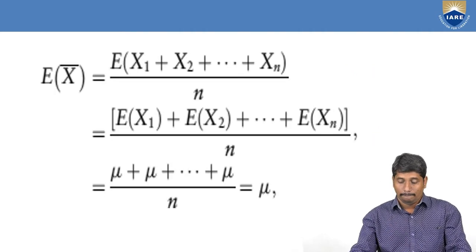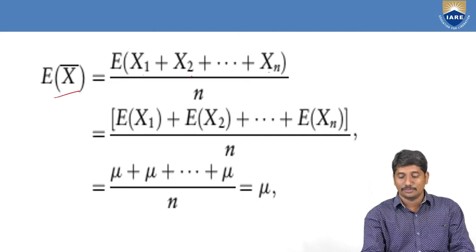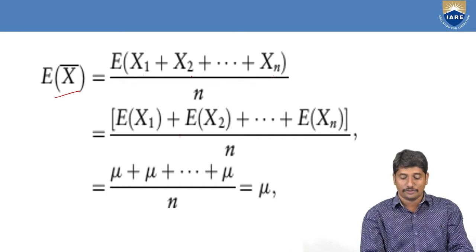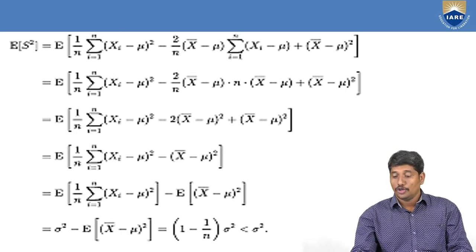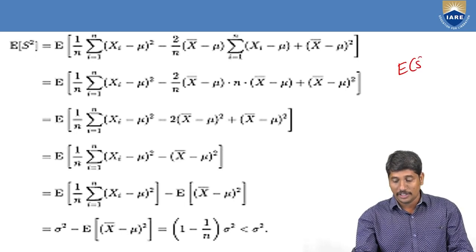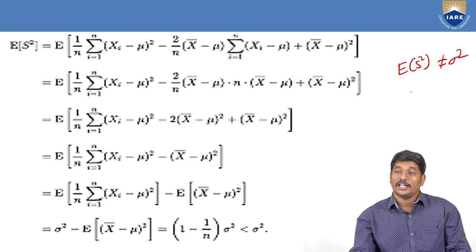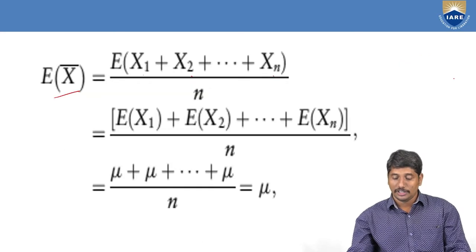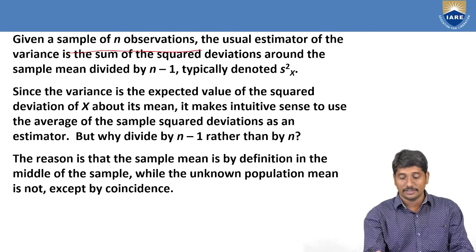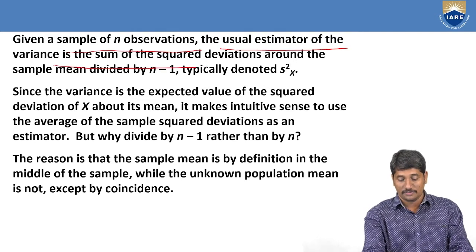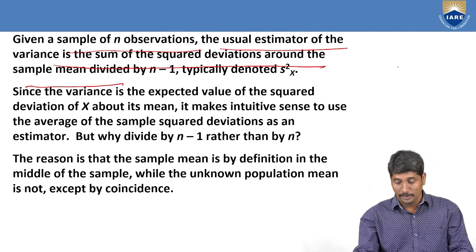Okay, now, as a recollection, E of x bar is equal to E of (x1 plus x2 plus ... xn) by n. We separated the expectations of x1 and so on, and we have observed the proof just now. Now we are going to show that the expectation of the sample variance is not equal to the population variance, and hence the sample variance will never be an unbiased estimator of the population variance. Before that, I would like to explain a few concepts. For a sample of n observations, the usual estimate of the variance is the sum of the squared deviations around the sample mean divided by n minus 1, typically denoted by Sx square.